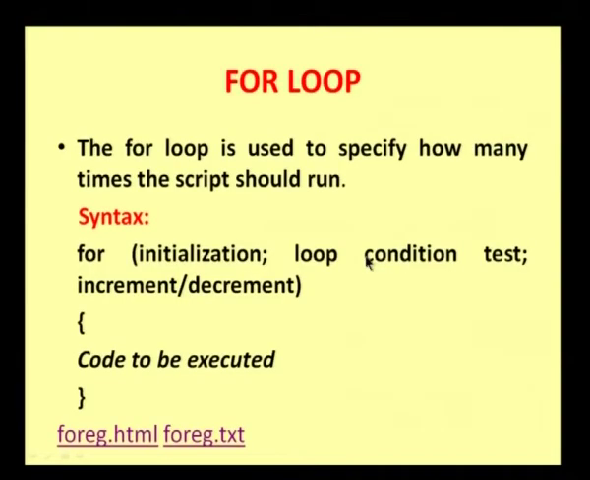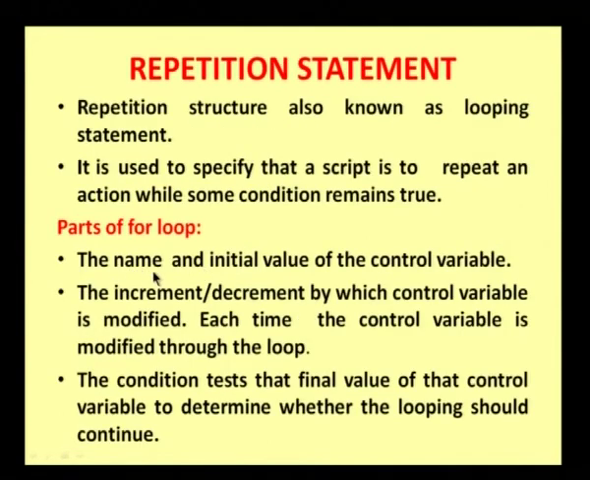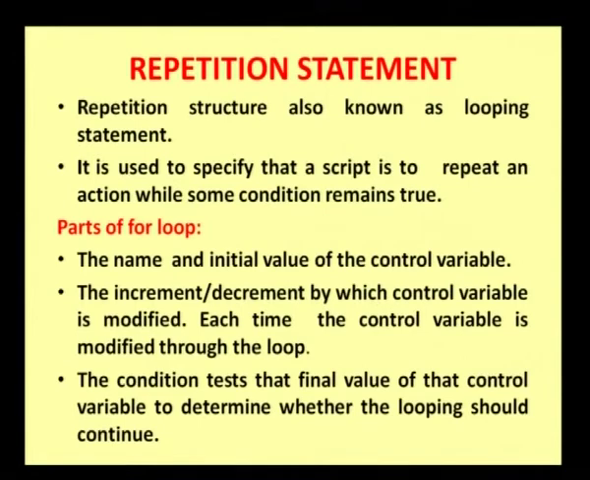So what are all the parts of the loop? We have three parts: initialization, loop condition, and increment or decrement. So the name and initial value of the control variable, and this control variable is iterated to do a specified set of tasks again and again, so this control variable should be modified each time. When the final condition is executed by the interpreter, the program control will come out of the loop. So let us have a break.